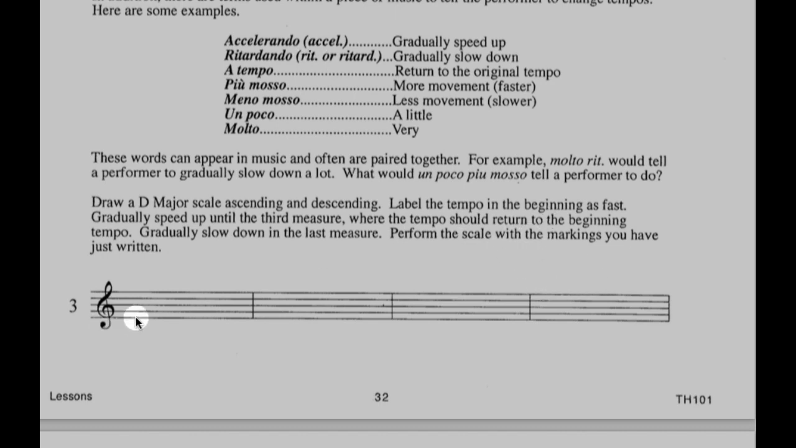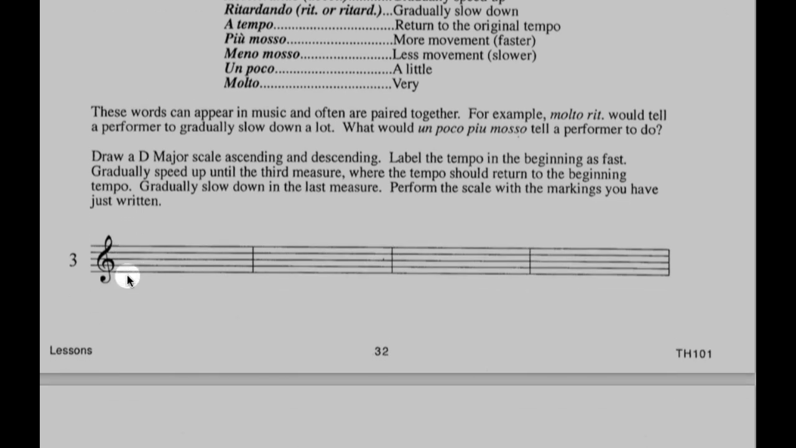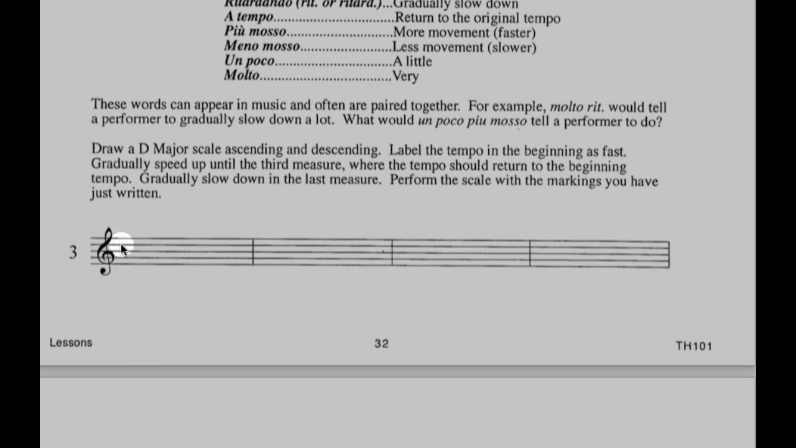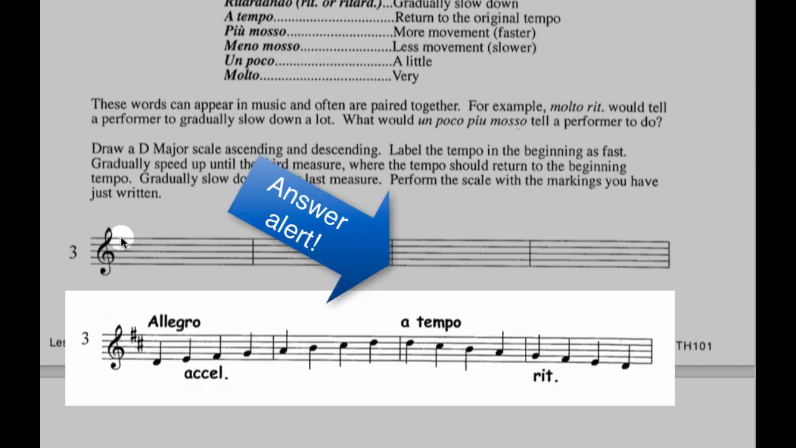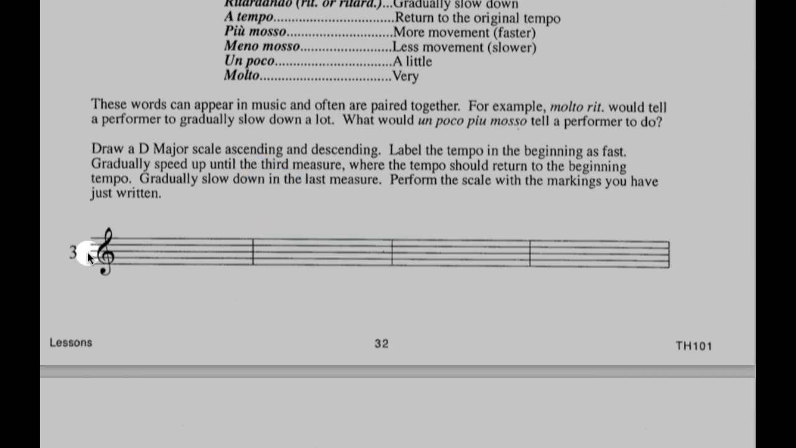Okay, so we draw a D major scale. I know from the circle of fifths chart I gave you and from memorization that D major has 2 sharps. And the order of sharps we learned last time is fat cats go down alleys eating birds. So we're going to do F and C, fat cats, 2 sharps. Then D, E, F, G, A, B, C, D, D, C, B, A, G, F, E, D. And we've written in the tempos already, so we're good.